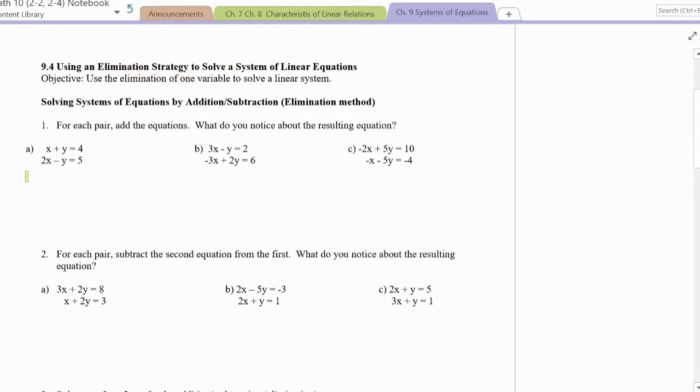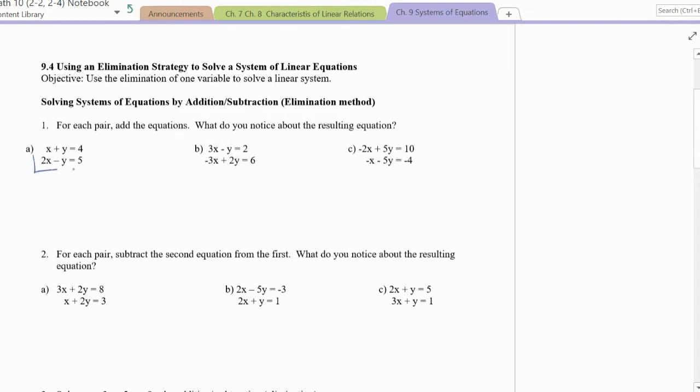So I want you to look at the first question. We have two variables, x and y, and two equations. Remember, I said if we have two variables, we should have two equations to solve for x and y. Since we have two variables and two equations, we will be able to find x and y. The question asks you to add the equations, and what do you notice about the resulting equation.